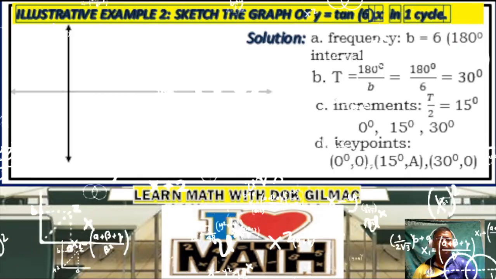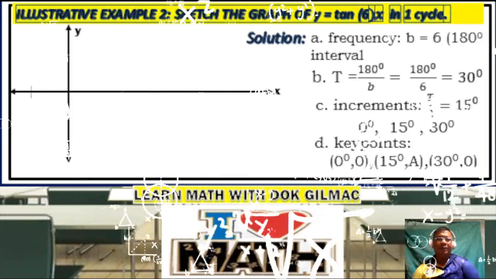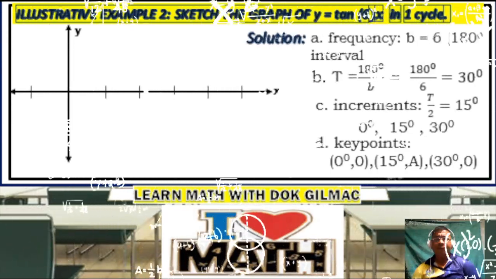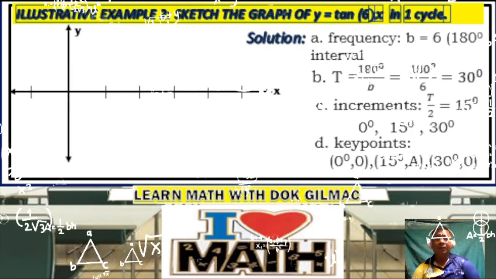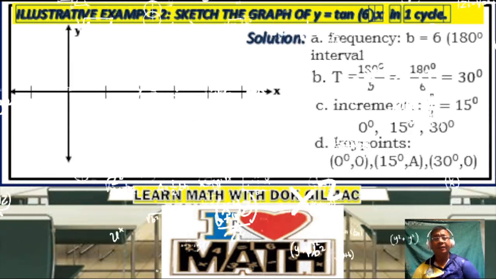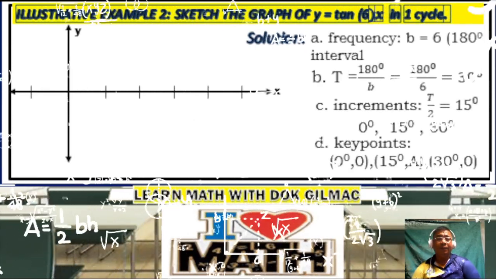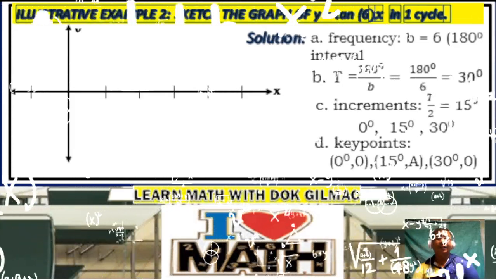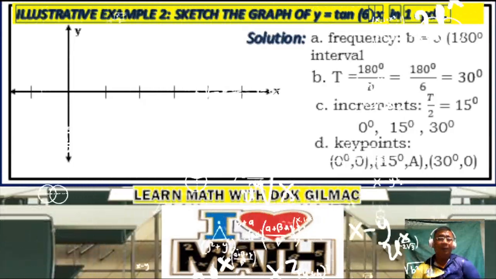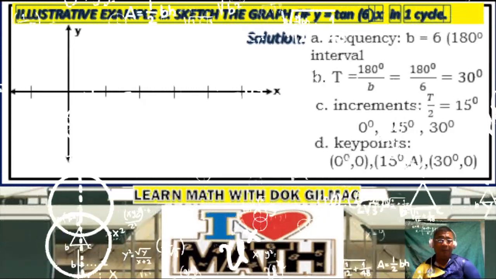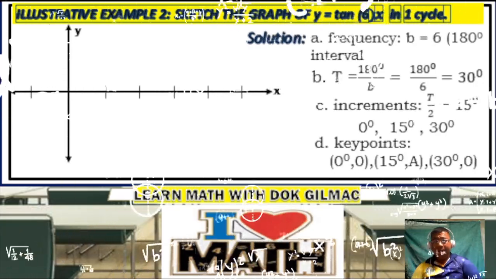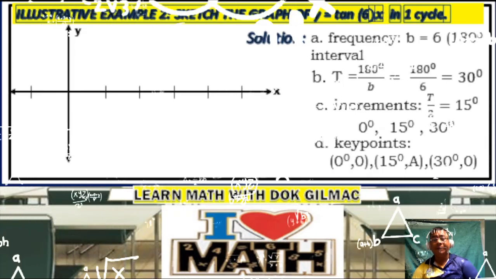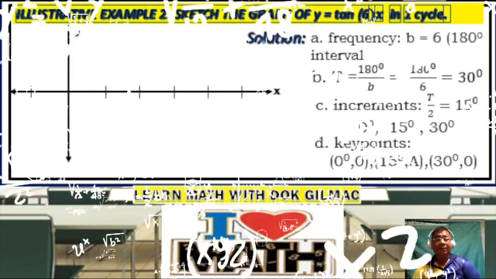So let's have the graph of y is equal to tangent 6x in the Cartesian plane. Let's have first the test value. Tangent of 0 is simply 0. Tangent of 15 degrees times 6, that is 90 degrees, which is simply undefined. So that will be our asymptote. Then 30 degrees times 6 is 180 degrees. So that is simply equal to 0.